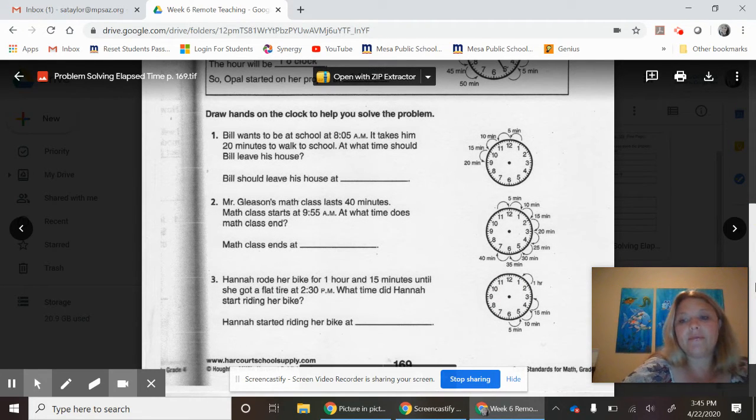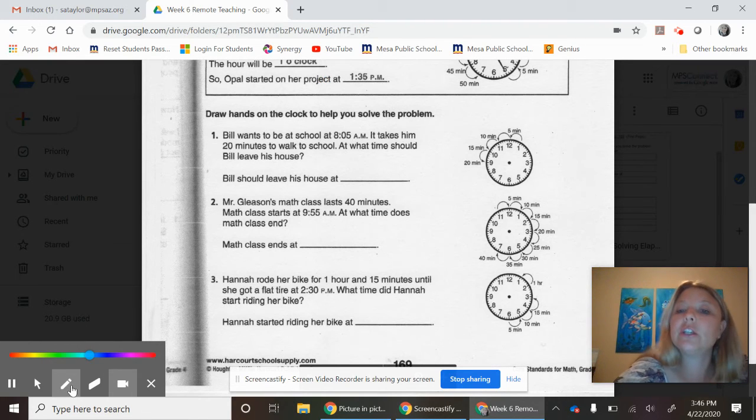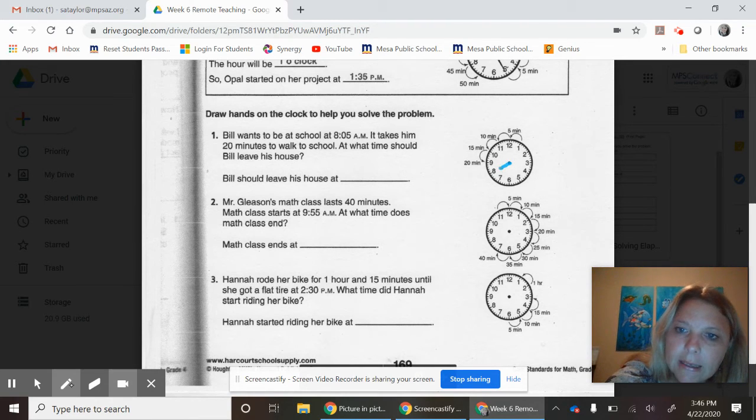I'm thankful that they drew a clock because I was thinking, gosh, it would be so nice to have our resources and our manipulatives and our little clocks to play with, but I know you guys can make the best out of the situation that we're in. Bill wants to be at school at 8:05. Okay, so if I look at this, let me get my pen out here. Sorry, my eye itches. I have my hour hand, which is going to be pointing to the 8, and then 05 is pointing to the 1.